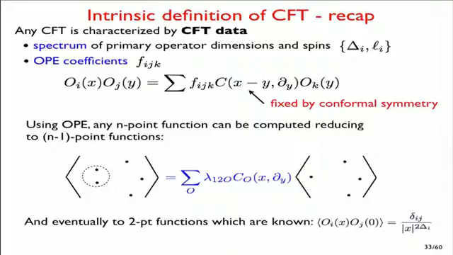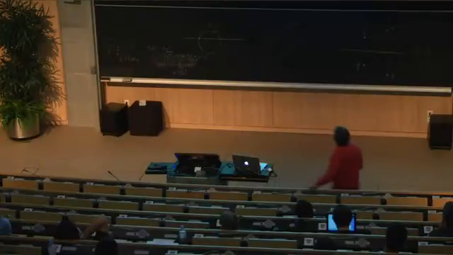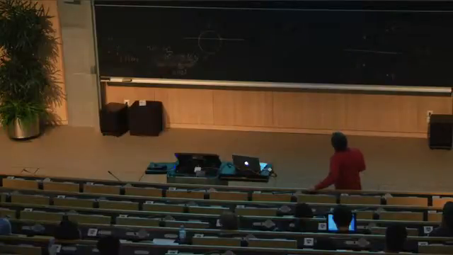Now, this was supposed to be the start of the second half, so I'm going to recap a little bit. Just to stress, to solve a conformal theory means to find this set of numbers, which we call CFT data, which is just the spectrum of local operators and these OPE coefficients f_ij, which enter also in the OPE, and the rest of the OPE is fixed by conformal symmetry.